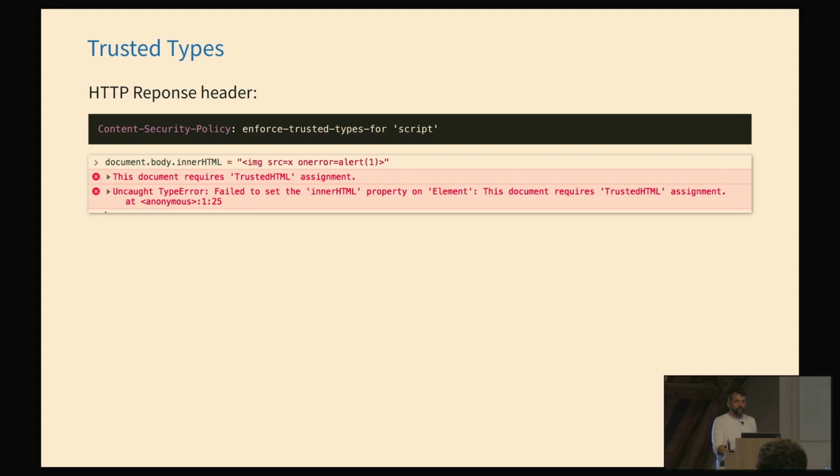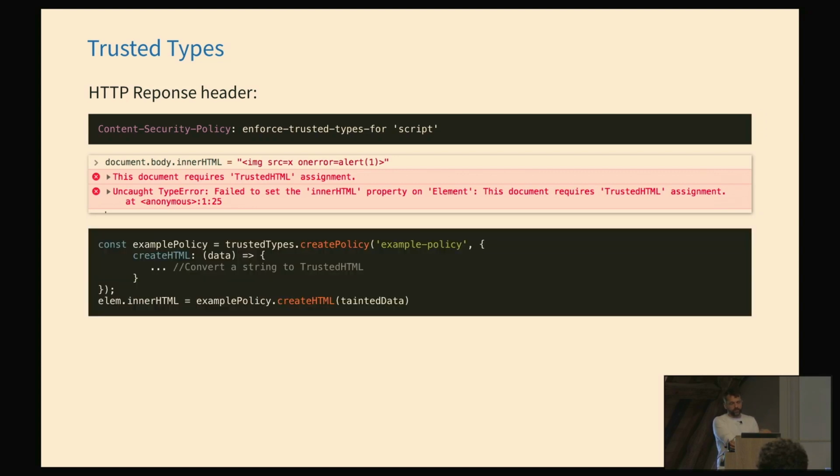Okay, so how do we get a trusted HTML? Well, we create a policy. And in a policy, we give it a name, and then we have this create HTML function that takes some data in the form of a string and then returns something that's a trusted HTML. And you can see on the bottom how you use it. You can say element assign inner HTML to, and then use the policy to create the HTML.